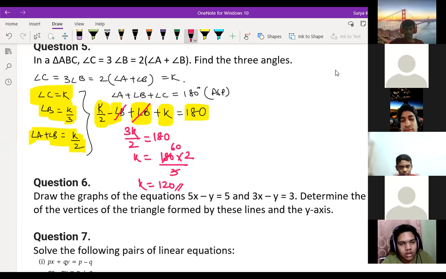So see, children, here what is happening over here? K is equal to, we're getting 120. It means that angle C is directly 120. Angle B, we can write 120 by 3. That is 40 degrees. And angle A equals 20 degrees. That's it. 20, 40, 120.